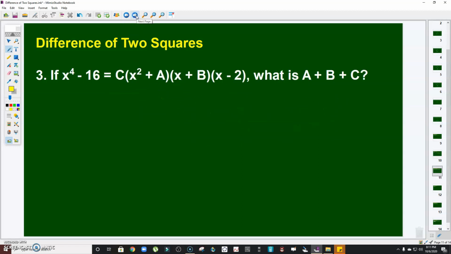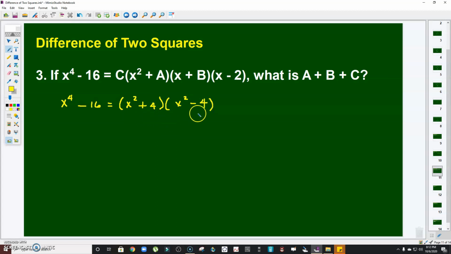Next, let's have problem number 3. If x to the fourth minus 16 equals c times x squared plus a times x plus b times x minus 2, what is a plus b plus c? This gives us an idea that we have to expand this one, right? By doing that, x to the fourth minus 16, again a difference of two squares, is actually equal to x squared plus 4 times x squared minus 4.